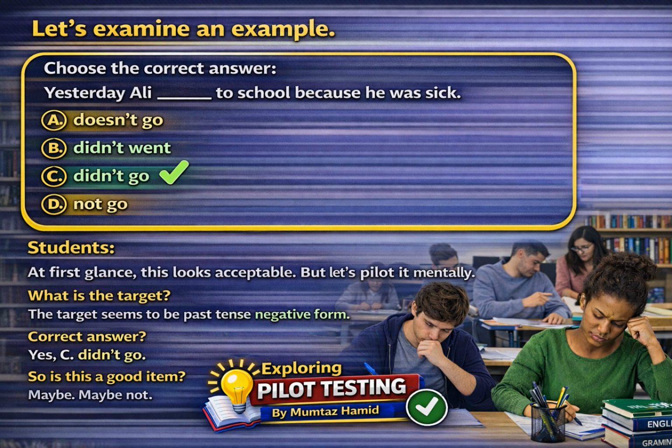Students, let's examine an example. Choose the correct answer. Yesterday, Ali ___ to school because he was sick. A. Doesn't go. B. Didn't went. C. Didn't go. D. Not go. Students, at first glance, this looks acceptable, but let's pilot it mentally. What is the target? The target seems to be the past tense negative form. Correct answer? Yes, C. Didn't go. So, is this a good item?